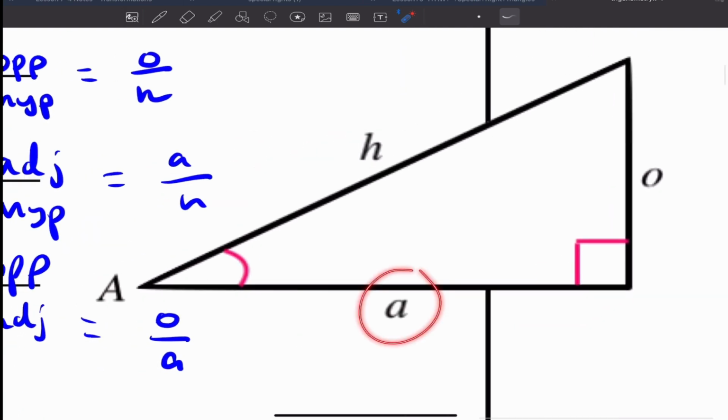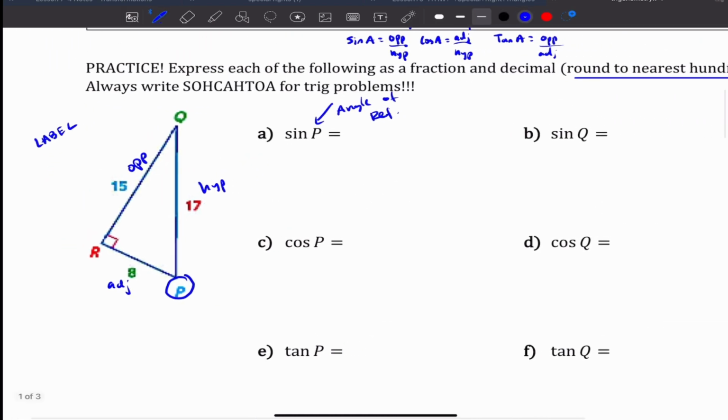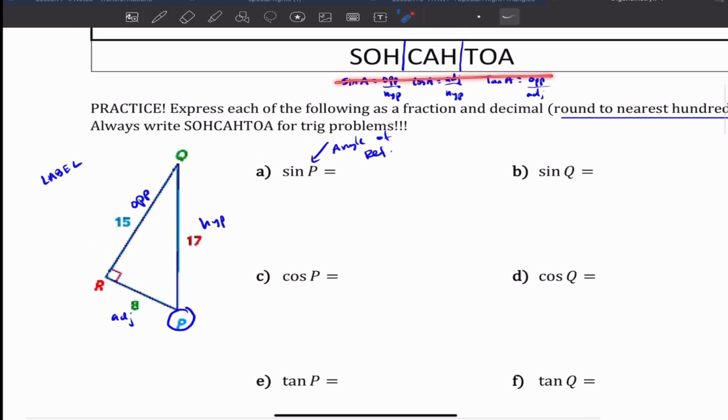Okay? So this is adjacent. It's always next to the angle. So this here is adjacent. Now, I have SOHCAHTOA. I'm not going to write SOHCAHTOA for these problems here because it's already right here. It's the sine of P. Now, sine, that means I'm using SOH, where S means the sine, O means opposite, and H means the hypotenuse. So sine of P is equal to opposite over hypotenuse.